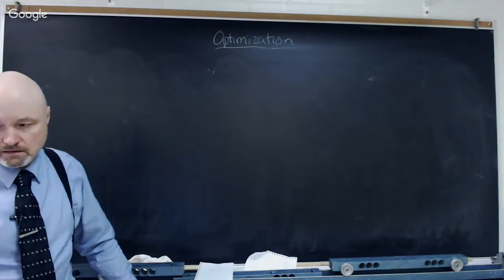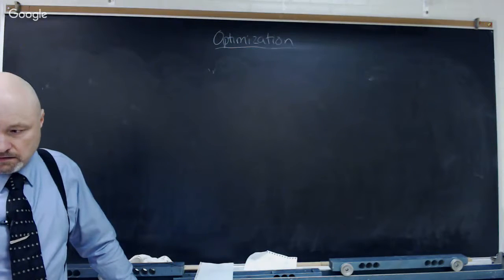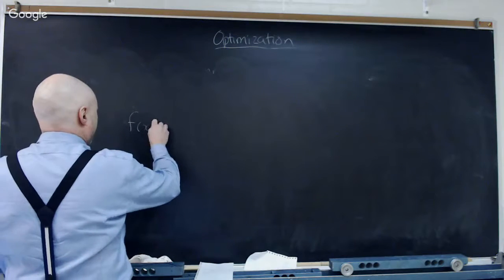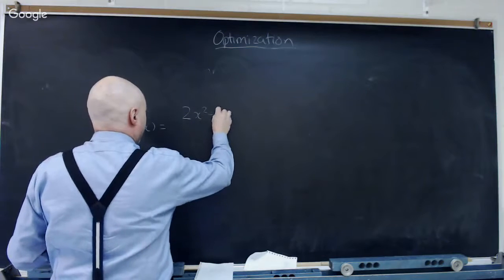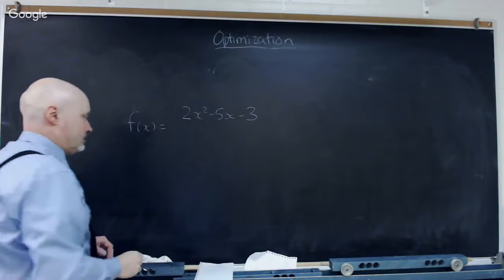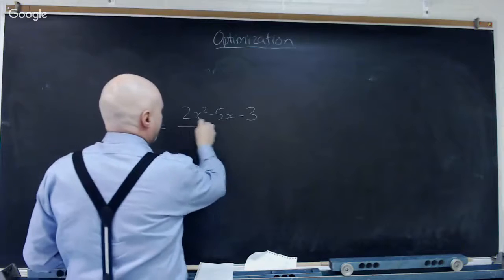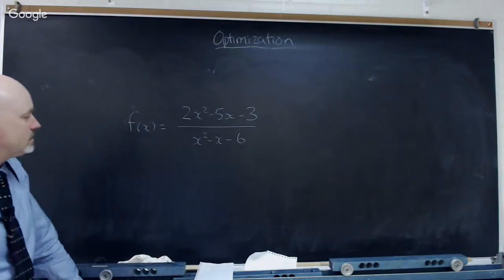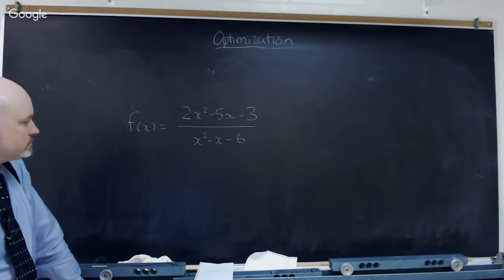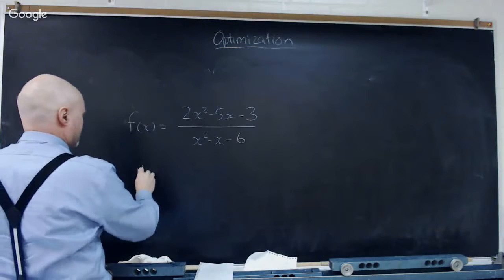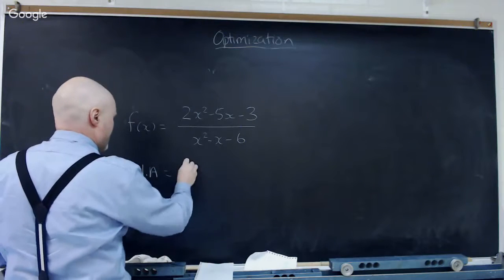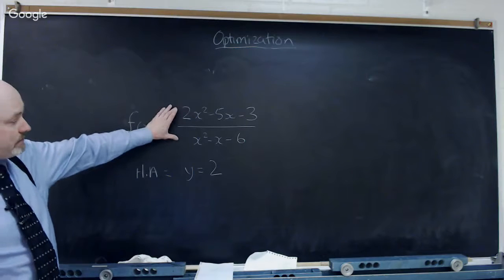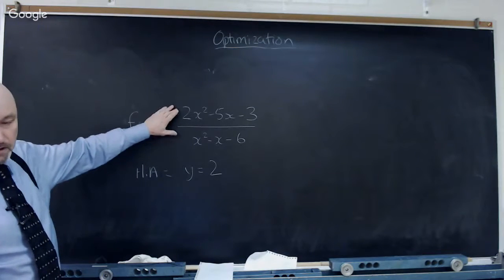So if I had a function like f of x is 2x squared, subtract 5x, subtract 3, over x squared, subtract x, subtract 6. I know that there's a horizontal asymptote at 2, because you look at the degrees. Same degree. All you have to do is look here and you'll see the 2.